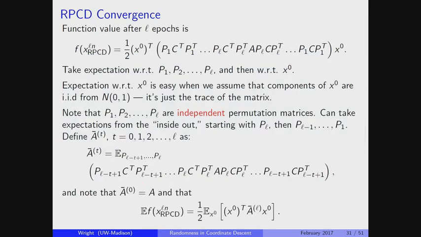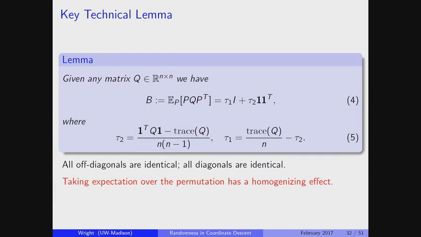And this is where I skip back here. There's this technical lemma. And it says that if I've got any matrix Q, doesn't have to be symmetric or anything, and I'm interested in the expectation of P Q P transpose over all possible permutation matrices, that's simply given by some multiple of the identity plus some multiple of the all ones matrix. Okay? So the expectation over the permutations has this homogenizing effect.